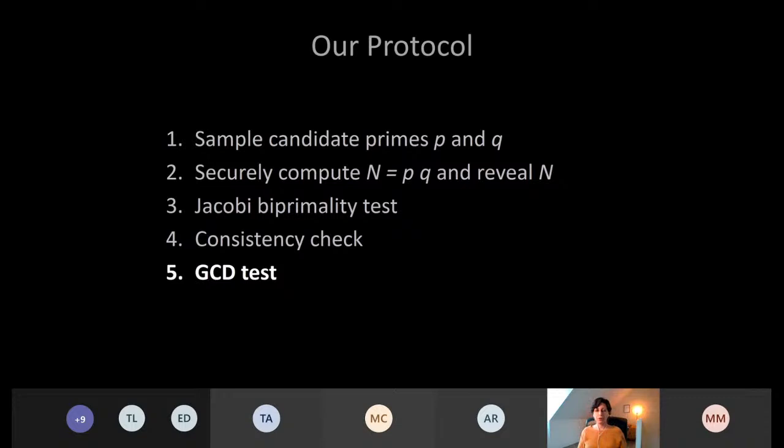The last step of our protocol is a GCD test. I'm not getting into the details of that because it just repeats similar techniques. We just need to extend our space carefully again so that we don't have overflows, level up, and that's why I'm not getting into the details. Only interesting, maybe, to say is that the GCD test is important to introduce because there is a certain type of non-biprimes that pass the Jacobi test, and the GCD test is there to catch those exceptions.